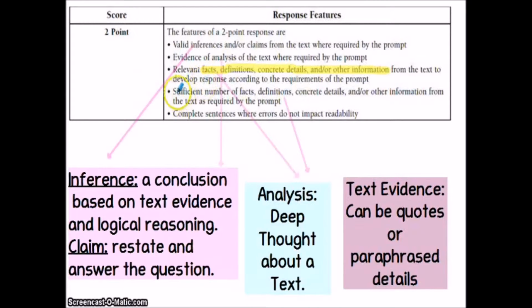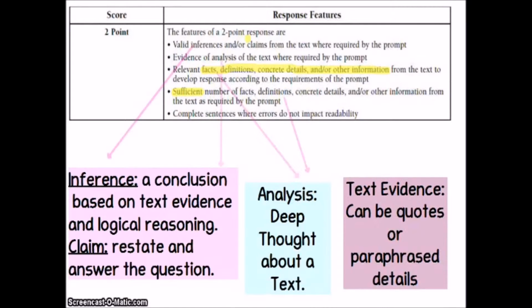And the fourth bullet point says a sufficient number of facts, definitions, concrete details, or other information. A sufficient number of text evidence for a short response is usually going to be at least 2 pieces of text evidence. Most of the time, the question should tell you how much text evidence to use. If it doesn't, though, you want to always assume that you need at least 2.